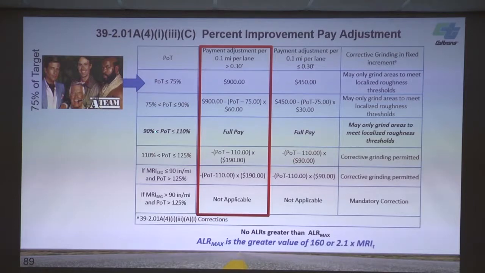So when you look at this table, this little graphic here is the A team, right? So this percent of target, you think like 75% is not as good as 100%. Well, this table works the other way. We're targeting a number. We want smoother, which is lesser. So the lesser the target, the lesser the percentage of the target, the higher the incentive.